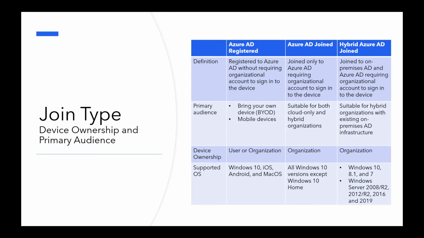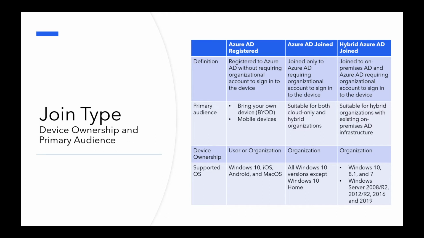Next, we'll take a look at the device ownership and primary audience for the different join types. Starting with Azure Active Directory registered devices, these devices are registered to Azure Active Directory and do not require an organizational account to sign into the device. These devices are typically BYOD or mobile devices, and the device can be owned by the user or the organization. For supported operating systems, Azure AD registered devices support Windows 10, iOS, Android, and macOS devices.